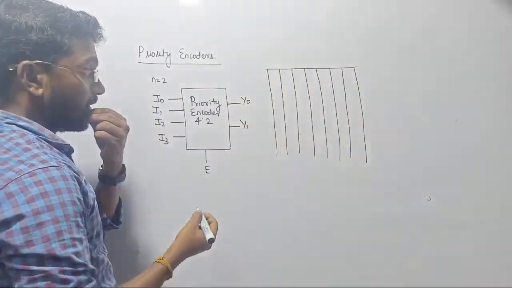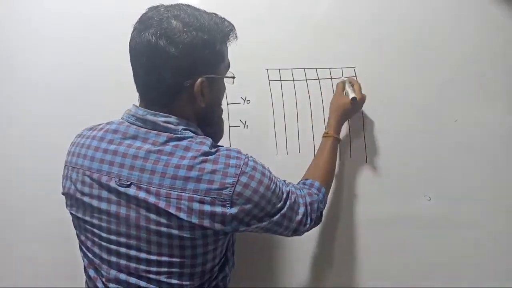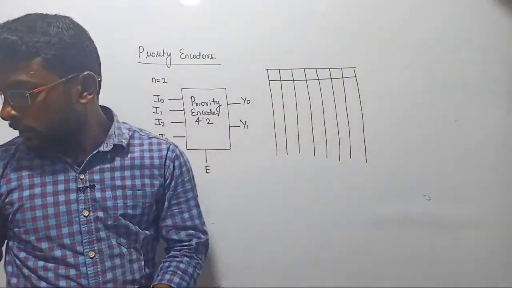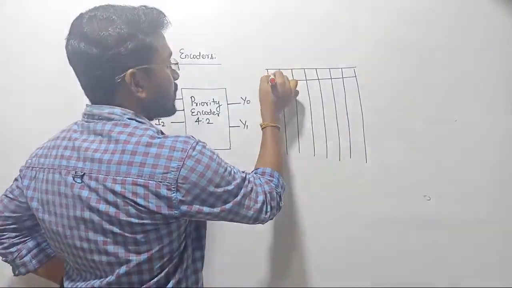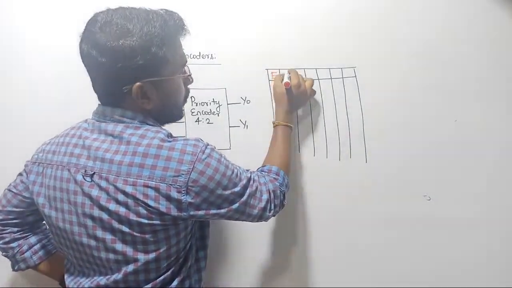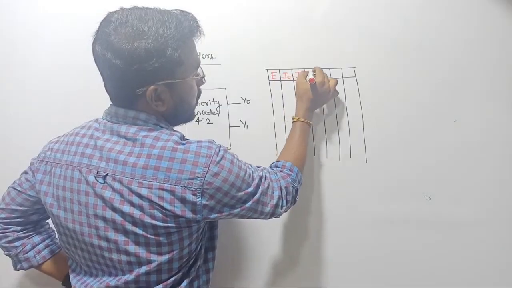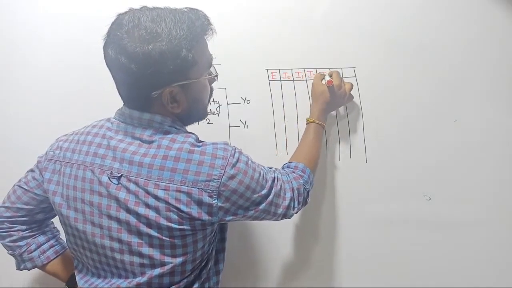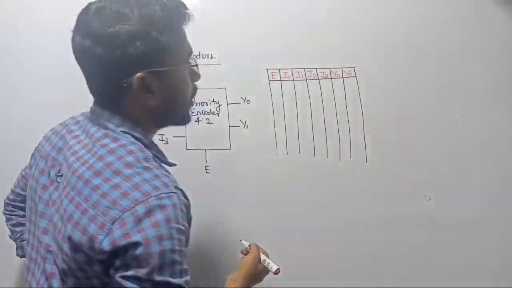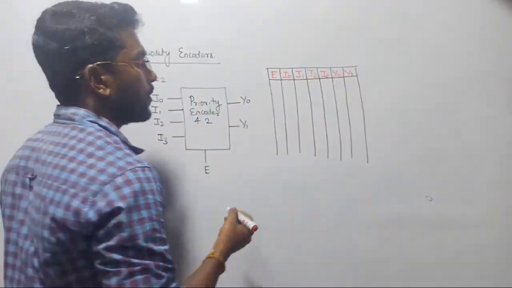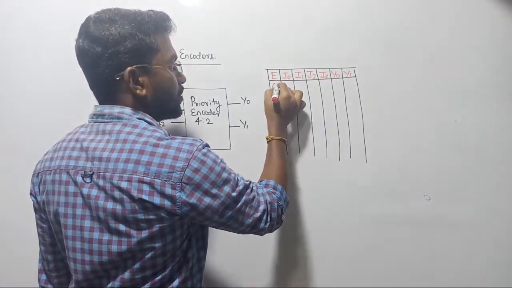Let us see how to bring the output. This is going to be the enable pin, and from the input lines we have 4 combinations. I0 will be there, I1 will be there, I2 will be there, I3 will be there, and Y0 and Y1 will be there. Okay, let's see what we are going to do. First, the enable pin is 0.